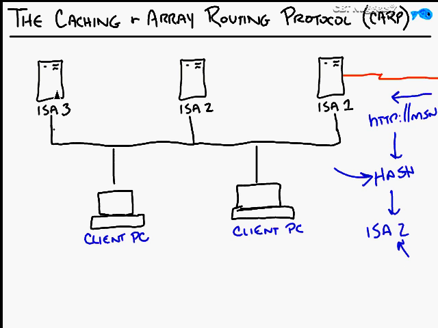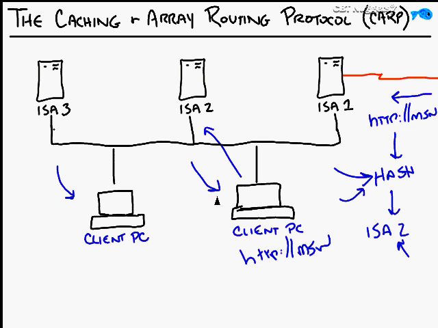Now, the great thing about CARP is that the client PCs that are configured for the web proxy with the script. Remember, we just showed you how to configure it for auto discovery and then also showed you how to automatically configure it with a script. These client PCs also have the same hash. So when they go to a URL, http://MSN, it's going to be able to run the hash on the client and figure out which ISA server it should go to get there.